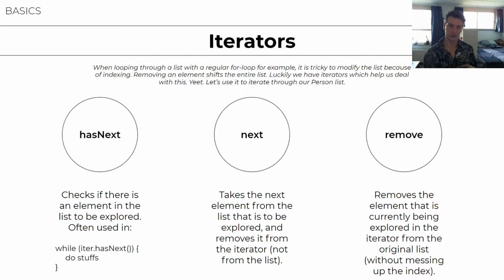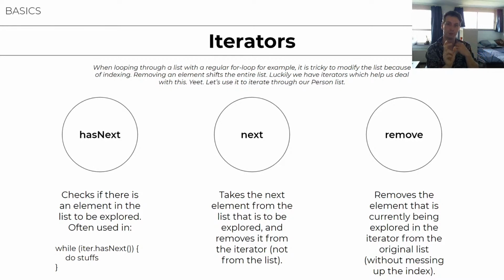It has three functions, the hasNext. So an iterator is essentially a to-do list or a queue of elements that you want to inspect. The hasNext checks if there is an element still left to explore. The next function grabs the first element that's in the queue, takes it out of the queue, and that's essentially the element that you're currently exploring.